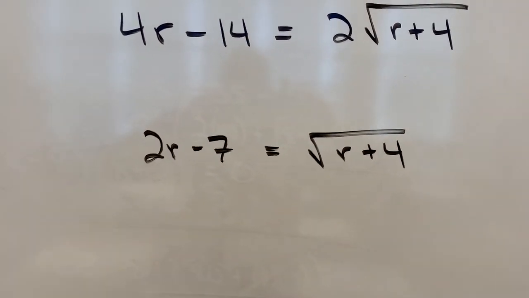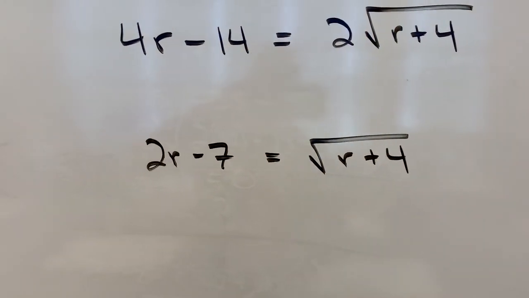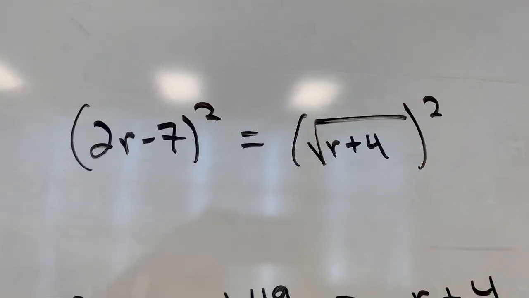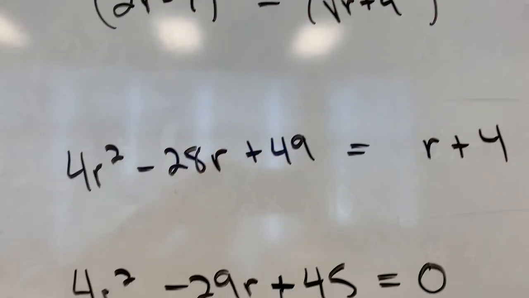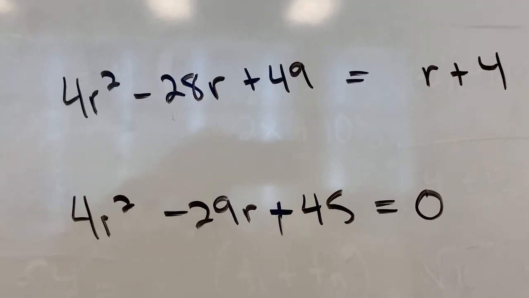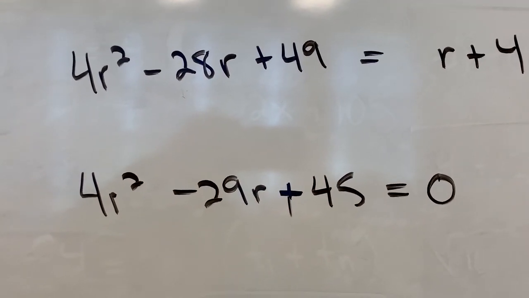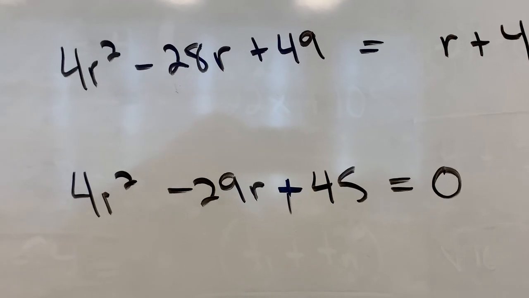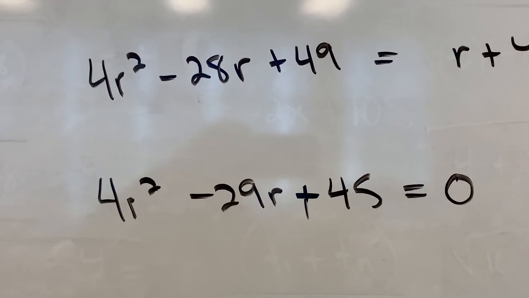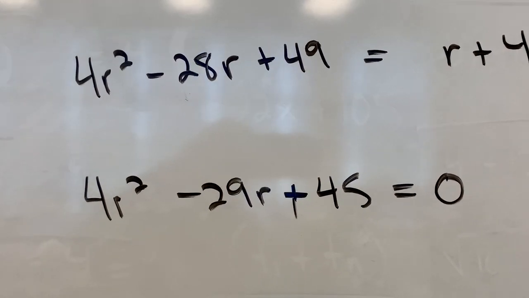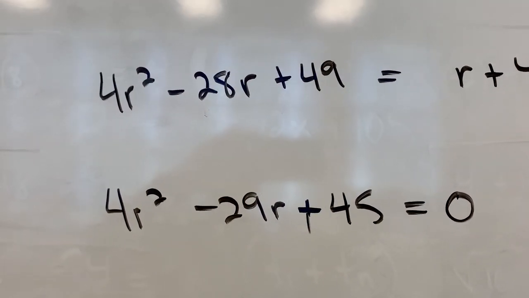This question, had we started with it, would have been a much easier question because we could just square both sides to get rid of that radical entirely, which means we do FOIL on the left side, and we end up with a quadratic to solve. Now, if you want to factor this, you could try to think what numbers multiply to give you 180 and add to give you negative 29.